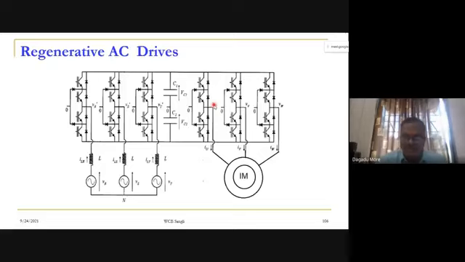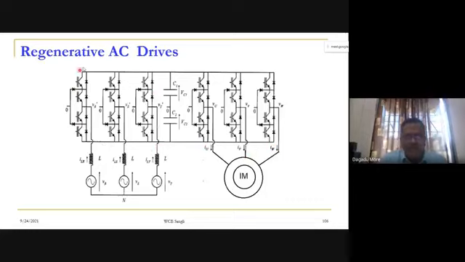Okay, so what is the benefit? It is a medium power, medium voltage induction motor, 3.3 kV or 6.6 kV. We can use a multi-level inverter. The topology is a diode clamped 3-level MLI. This is a PWM rectifier.